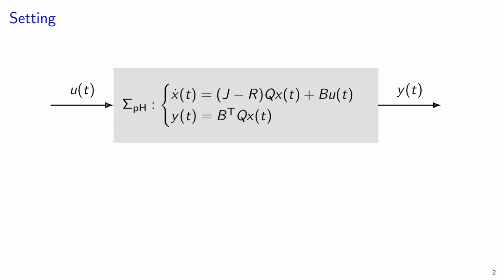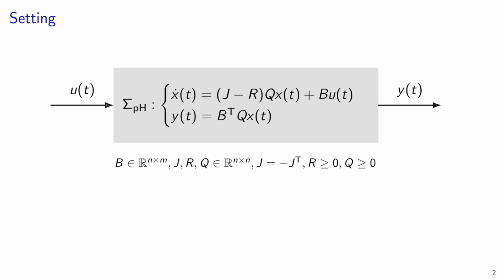Let's describe our setting. At first sight, we have a linear dynamical system with input u, output y, and a state x. A closer look reveals that our system and output matrices look a bit unusual. They are constructed from several matrices that must satisfy the following constraints. J must be skew-symmetric, while R and Q must be symmetric, positive semi-definite. Only B can have arbitrary elements.